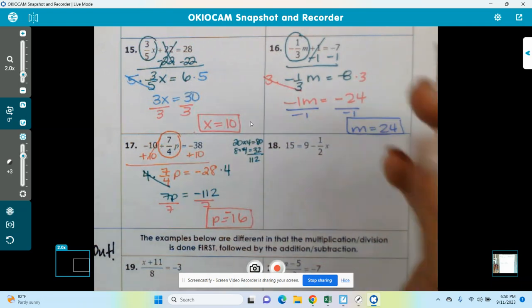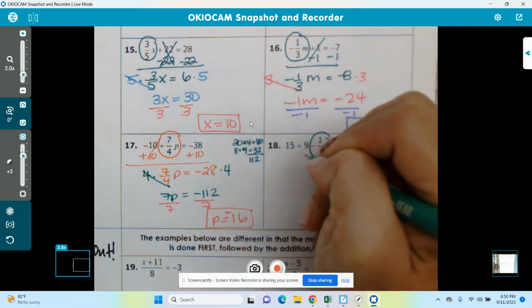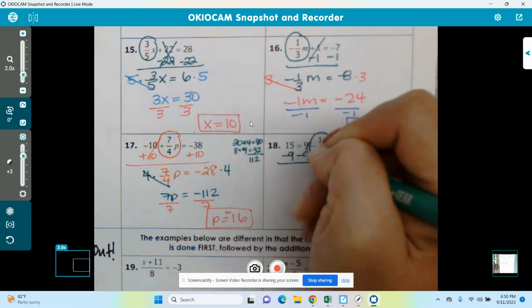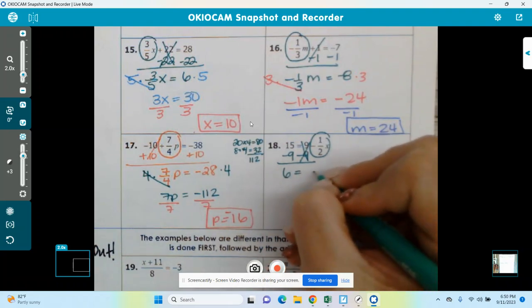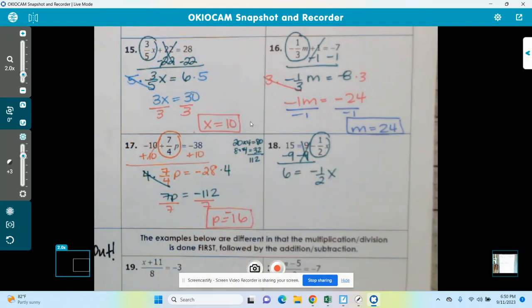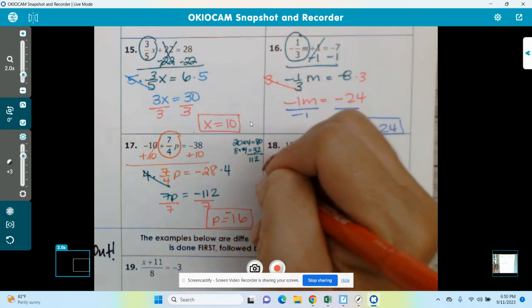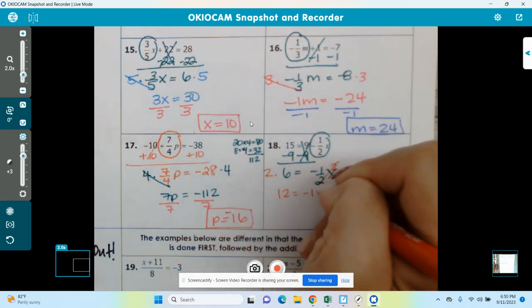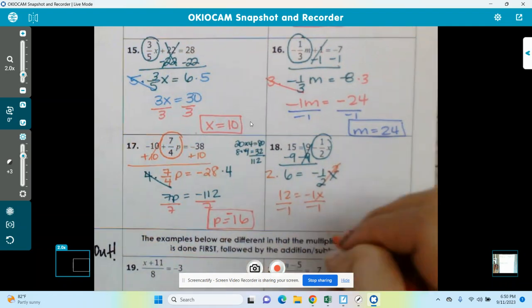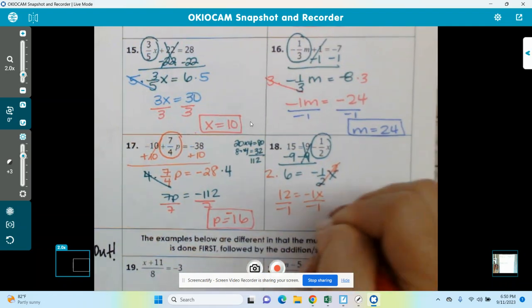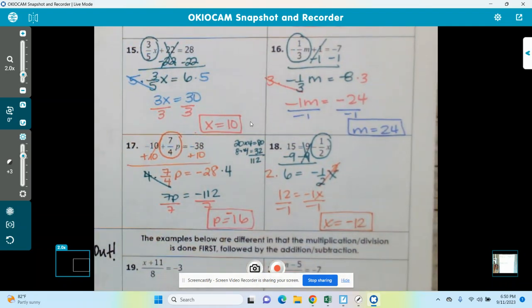All right, and then number 18, here's your variable term. That's a positive 9, so I'm going to subtract 9 from both sides. And then we're going to multiply by the 2. So 12 is going to equal negative 1x, and then you're going to divide by that negative 1, so x should equal negative 12.